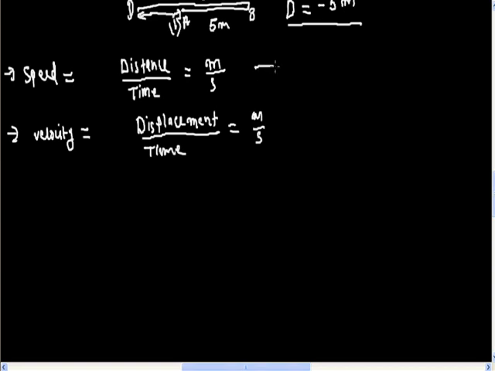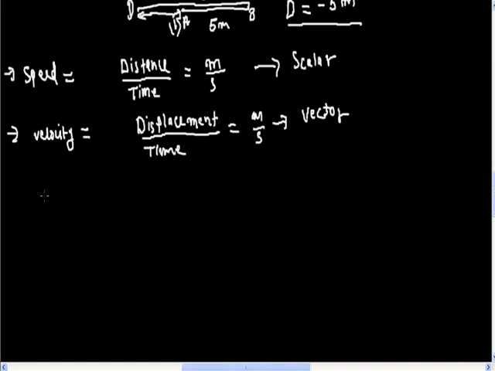One thing, speed is a scalar quantity but velocity is a vector quantity. Why? Because velocity contains displacement. Displacement is a vector quantity, therefore we say velocity is a vector quantity. Speed contains distance and distance is a scalar quantity, so speed is a scalar quantity.